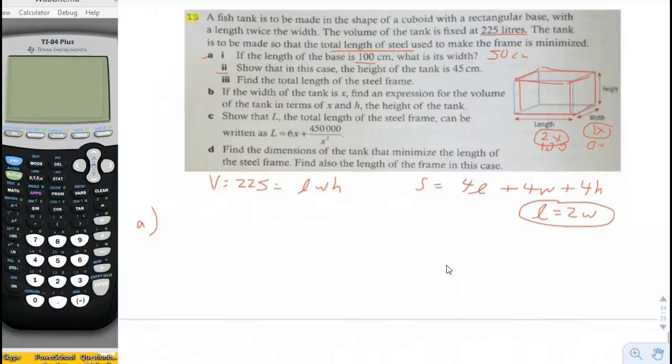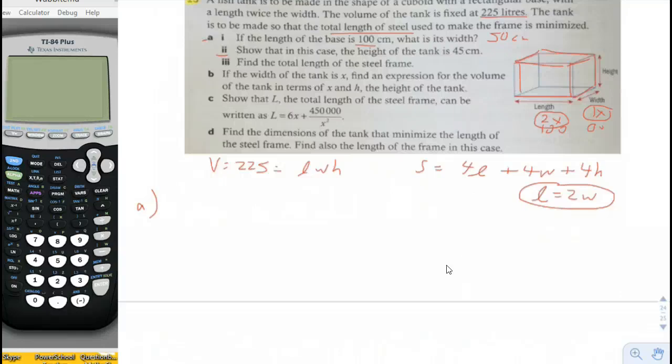Okay, so that means, let's see, we already know that length is equal to twice the width. So if the length is 100 centimeters, then that means that the width would be 50 centimeters, right? That's the answer to A1. A2. Show that in this case the height of the tank is 45 centimeters.